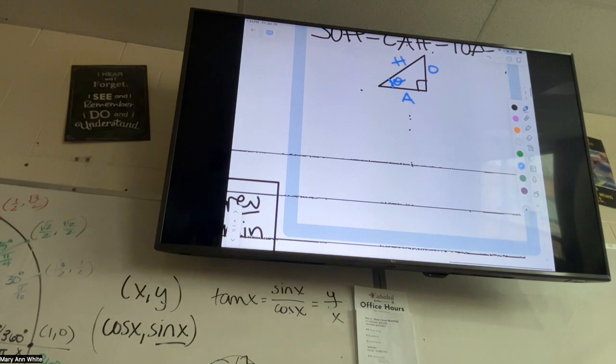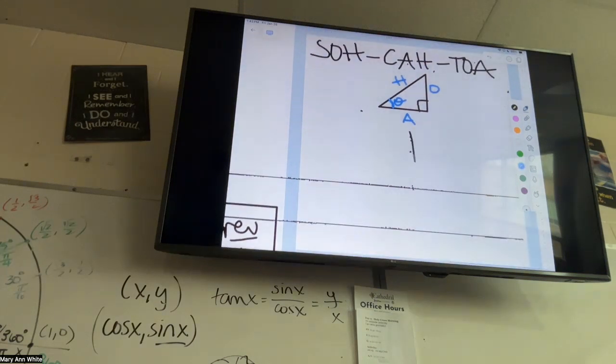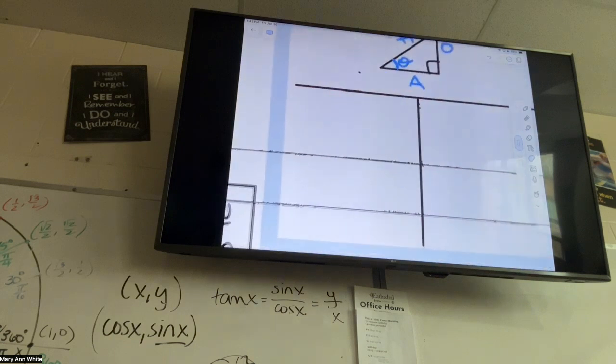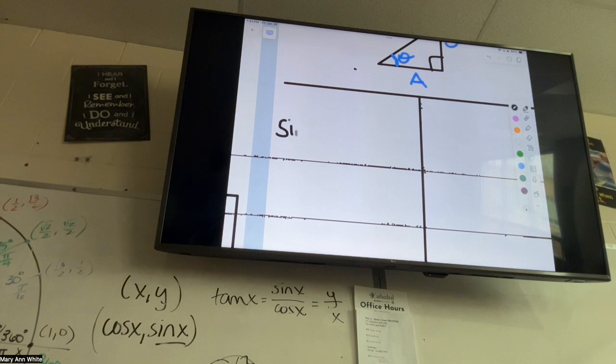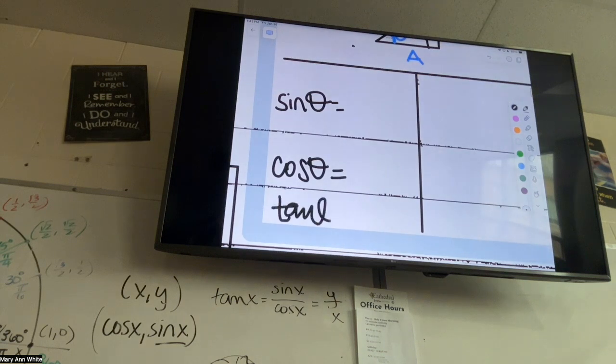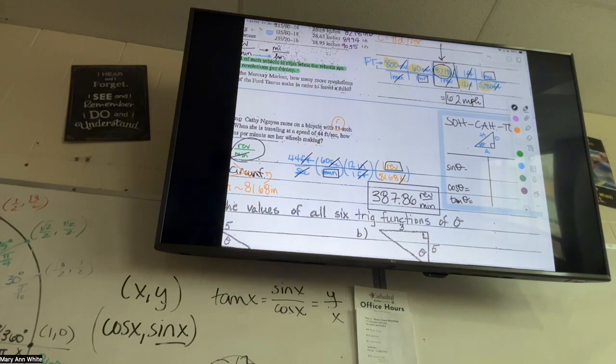Now, when we did SOHCAHTOA, we just had 3 trig functions that we used. Today, I'm going to teach you 3 more. So I'm doing a little chart now because I'm going to do my trig functions. And we're going to start with the 3 that you guys know, okay? We're going to do sine, cosine, and tangent. So I've got sine of theta, cosine of theta, and tangent of theta. Okay, everybody good so far?